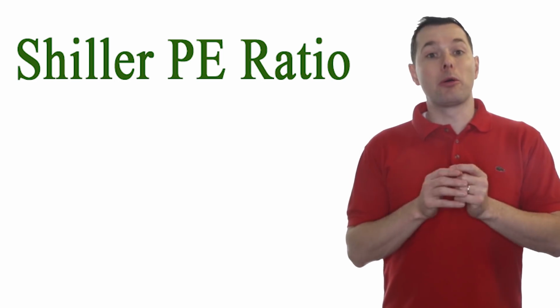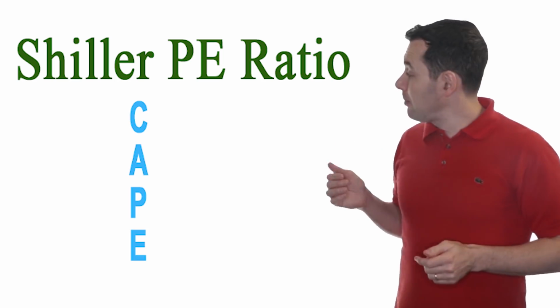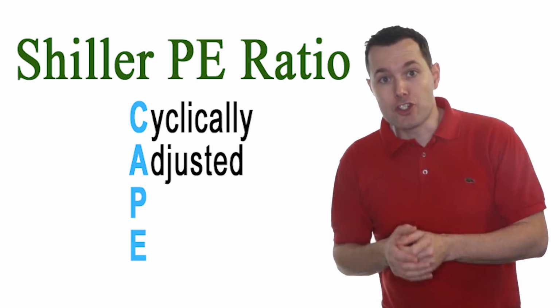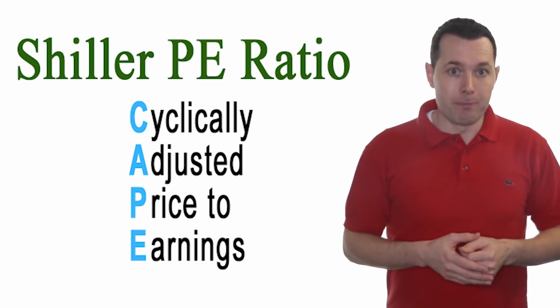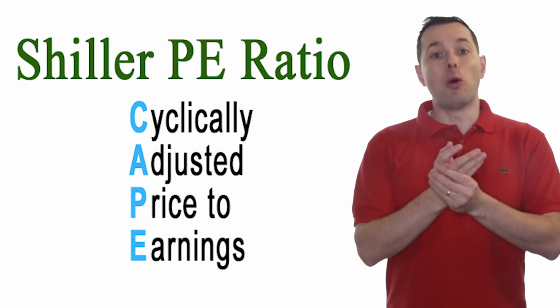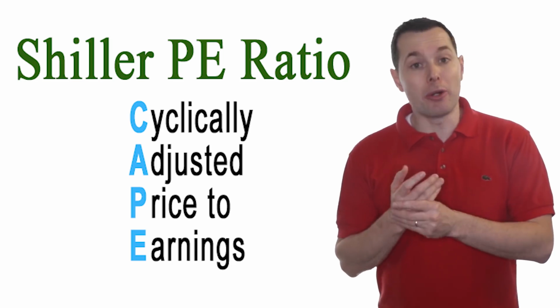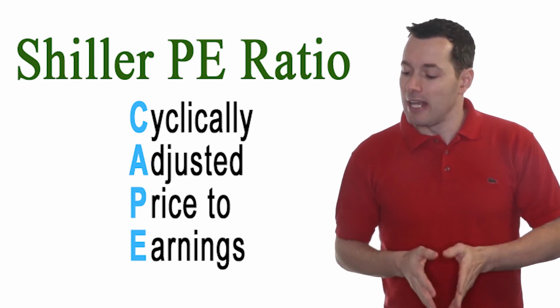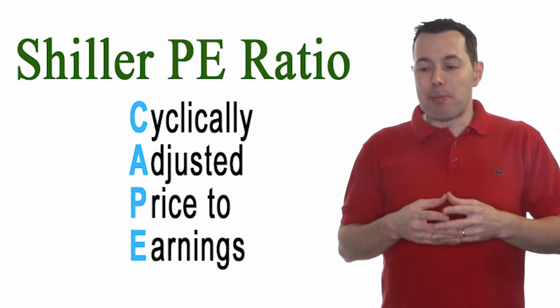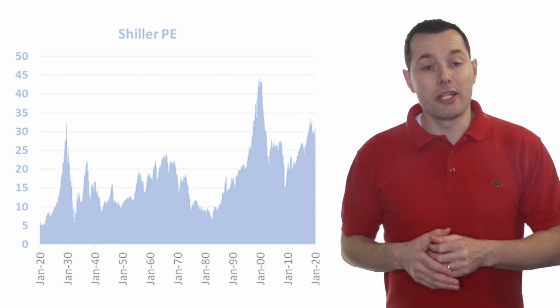Hi, I'm Jimmy. In this video, we're going to walk through the Shiller PE ratio. This is also known as the CAPE ratio. CAPE is short for a cyclically adjusted price to earnings ratio. The goal of this video is to understand what the Shiller PE ratio is, how it looks today, and how we could use it to make better investment decisions. Okay, let's jump right in.